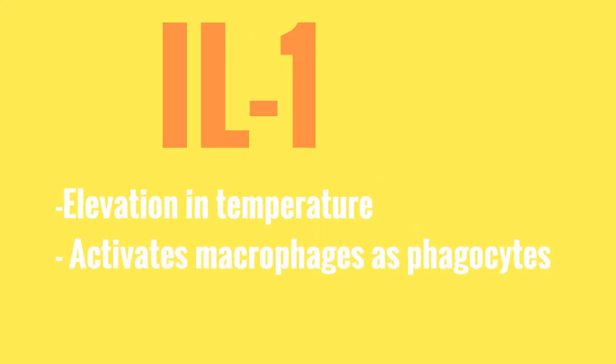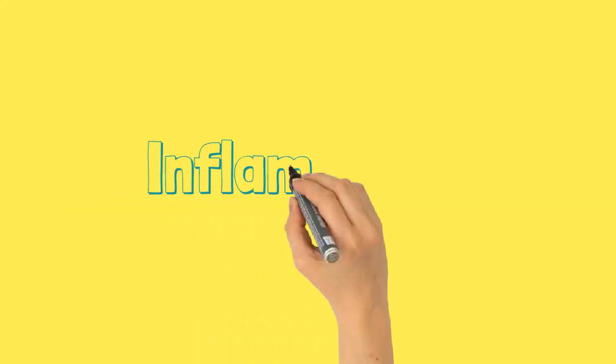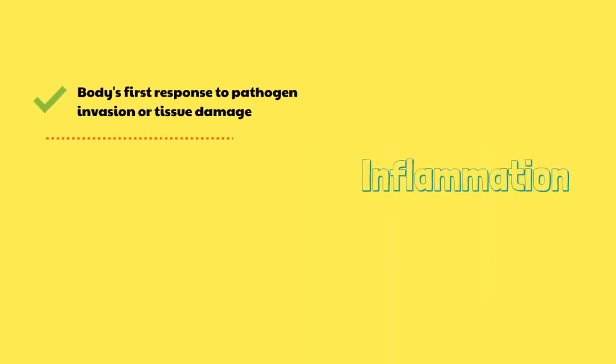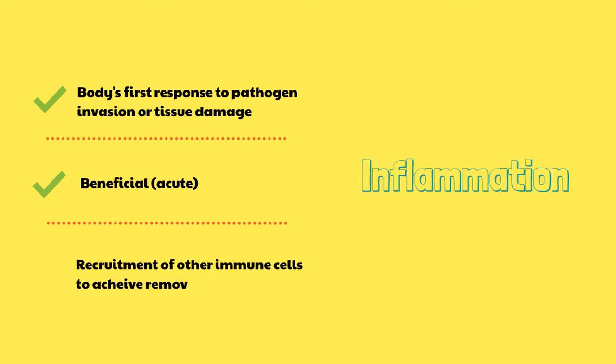Here are some examples of cytokines: interleukin 1, 6 and 12, TNF-alpha and interferon gamma. Interleukin 1 specifically has an important role in elevation of body temperature and activation of macrophages. These cytokines can also promote inflammation. Inflammation is the body's first response. It's beneficial only when acute and recruits extra immune cells.